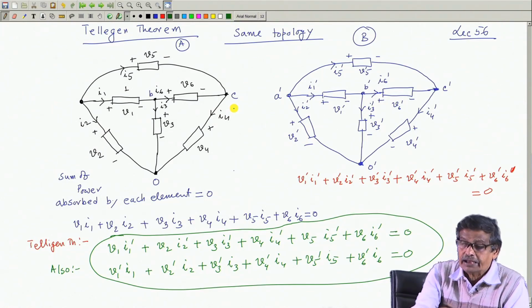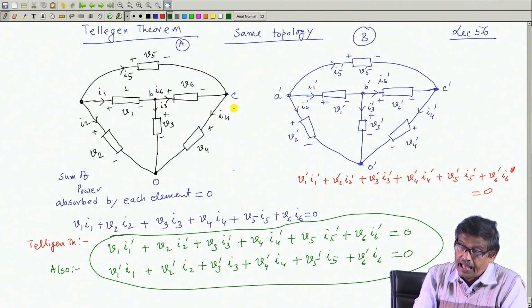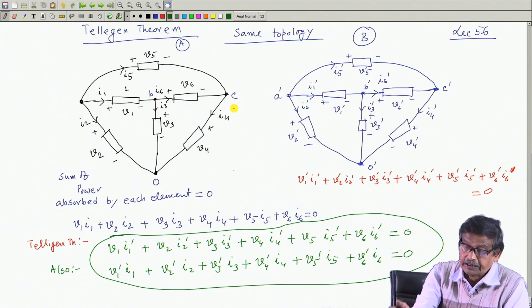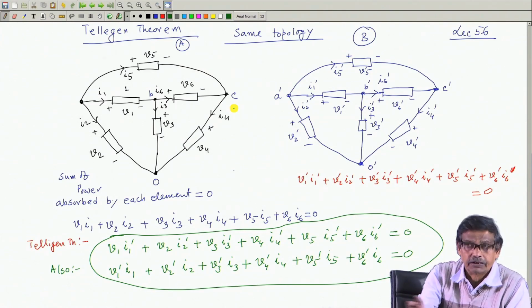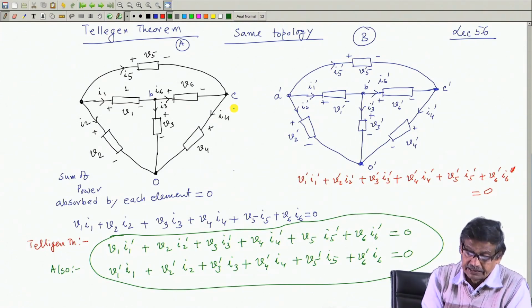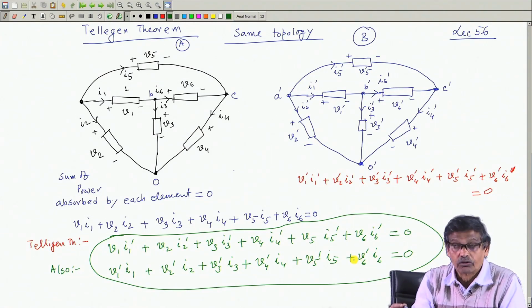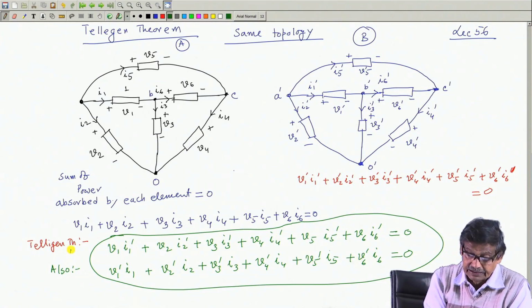Therefore, two networks having the same topology have to individually satisfy their own power balance equation, that was known. But in addition to that, these two equations are also true. This is Tellegen's theorem.